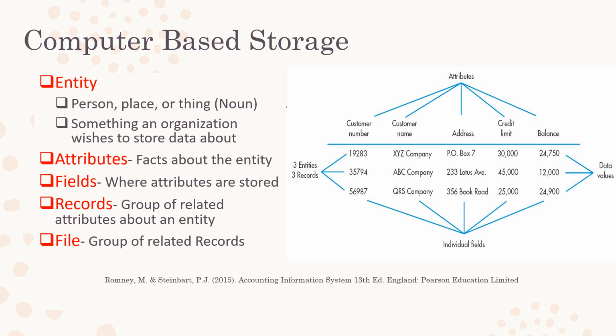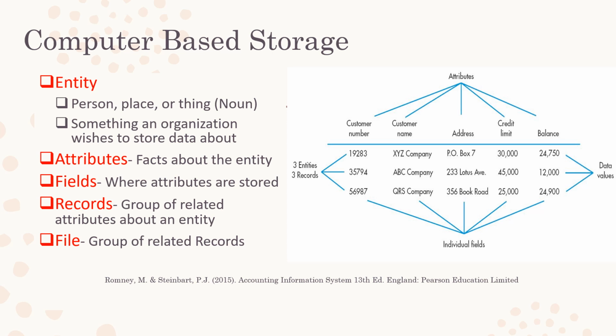So if it is an Excel format, the columns represent the attributes, while the rows represent the records. Records are a group of related attributes about an entity. In our example, we have three entities and also three records. That is records. On the other hand, fields are the attributes, they are where attributes are stored. So in Excel, every cell is a field.